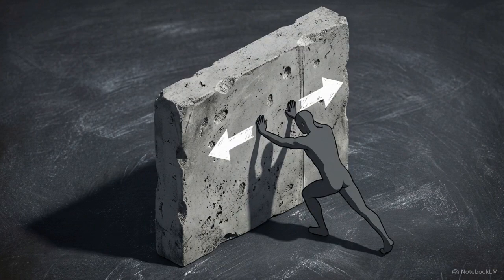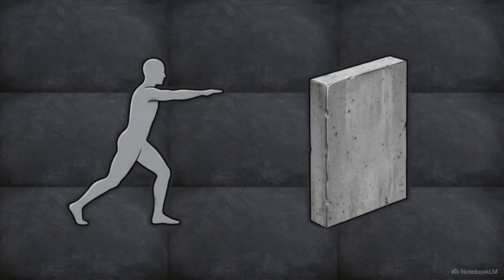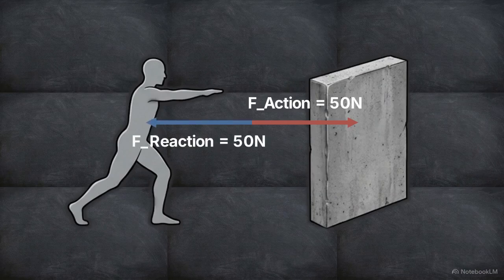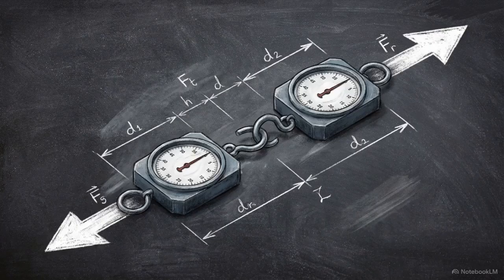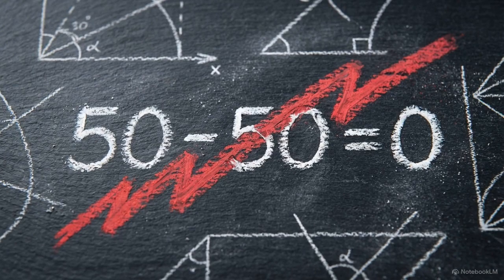Consider a person standing on solid ground, pressing both hands against a concrete wall. The action phase begins when you apply 50 newtons of force directly into the concrete. Following the third law, the wall returns 50 newtons of force into your hands. The magnitudes are identical, and the directions are perfectly opposite. Why do these vectors fail to cancel each other to zero?